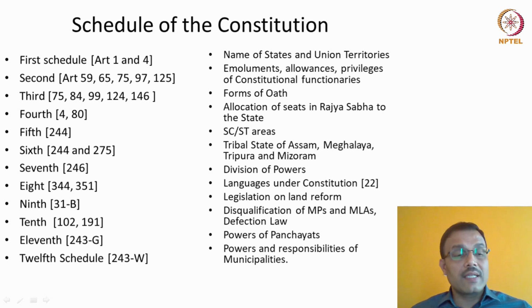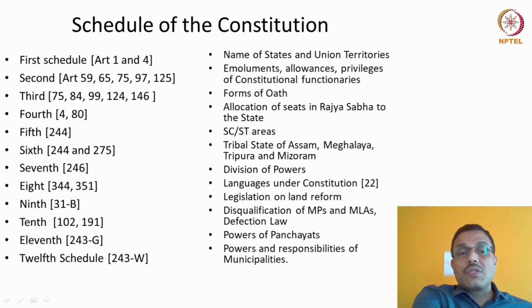The concurrent list contains around 52 subjects. Originally, the concurrent list had only 47. With a few amendments, now 5 more subjects have been added. And we know that the concurrent list can also be dominated by the central government. So I think more than around 145 subjects are the subjects on which the central government can actually legislate upon, and that is how this federation has strengthened centralization in this country.